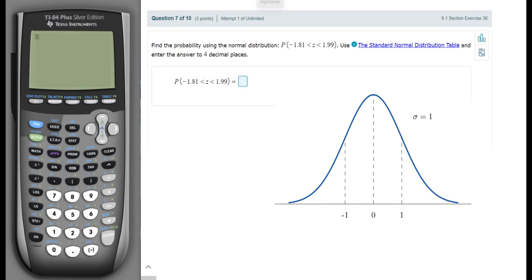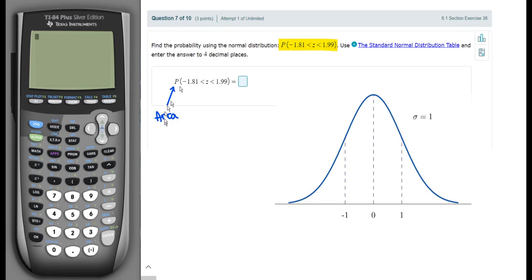In this problem, we are given to simplify the formula P of z between minus 1.81 and 1.99. All right. So in the previous videos, we talked about the P. The P is technically asking about the area under the graph.